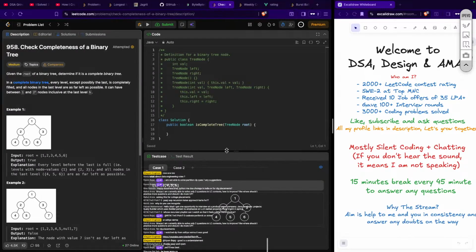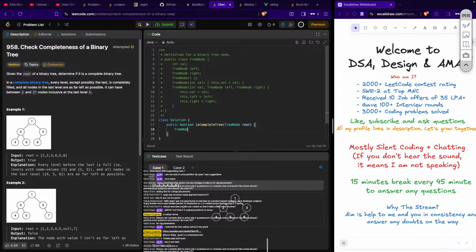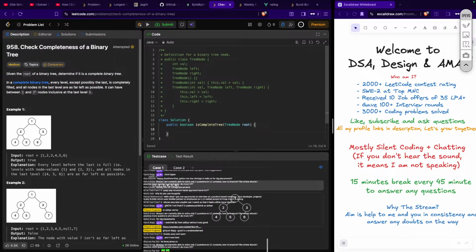Okay. Now we know the solution of this, right? So let's just implement it. Tree node, root, tree node.